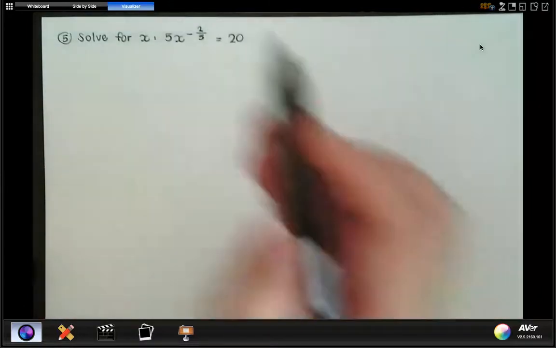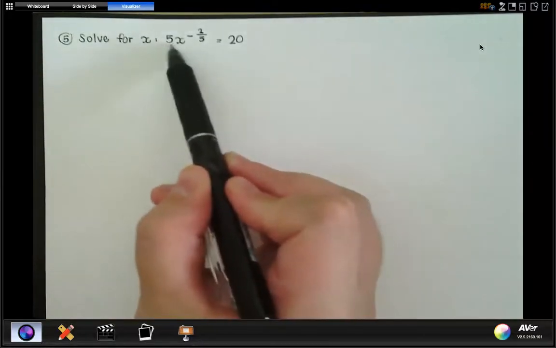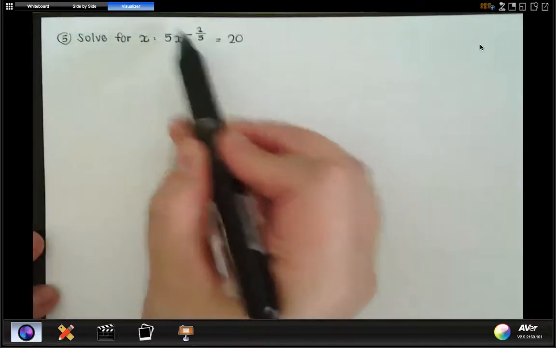This question is just slightly different from the others because now we have a coefficient on this side. We have a number in front of the x. Remember, when we're solving for x, we just want x equal to a number. So we need to get rid of this 5.